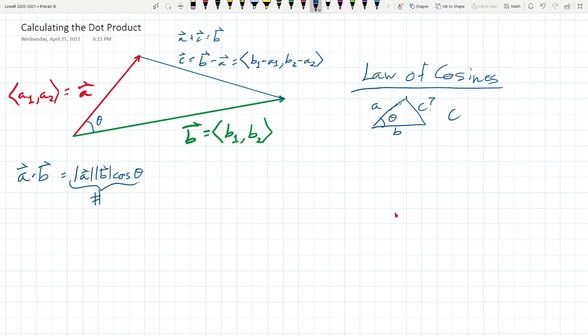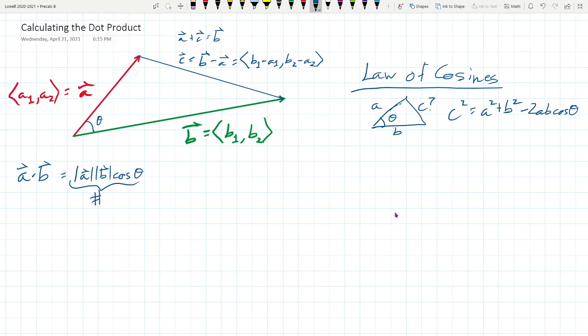This would say that C squared is equal to A squared plus B squared, so it's very similar to the Pythagorean theorem, but then you subtract 2AB cosine of the angle. Notice that when this theta is a right angle, then cosine of 90 degrees is 0, and so that's why this is the Pythagorean theorem. So the Pythagorean theorem really is just a specific version of this.